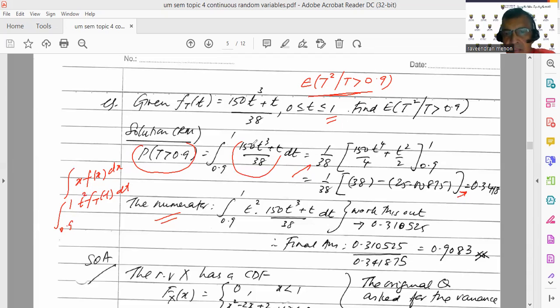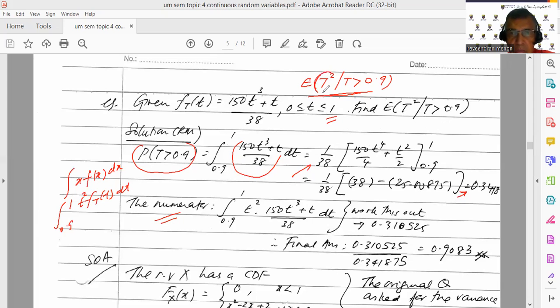Let me say that again. The denominator is easy from probability. The numerator, be careful, it is the expected value of t squared. For a moment, I thought it was t. That's why I said t here. The expected value of t squared, given that t is bigger than 0.9.